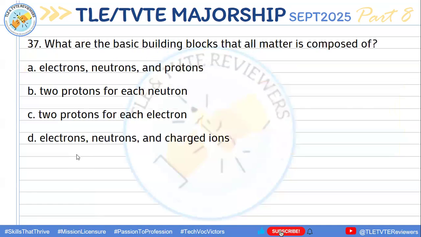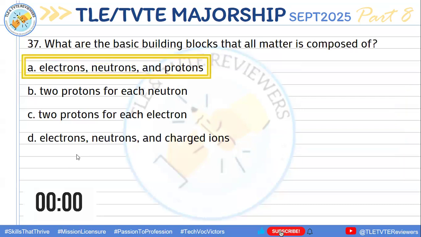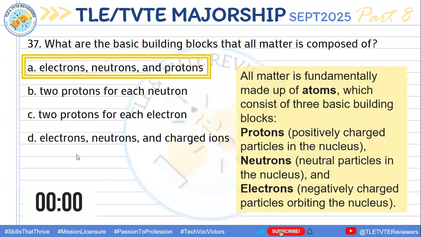Number 37. What are the basic building blocks that all matter is composed of? A, electrons, neutrons, and protons. B, two protons for each neutron. C, two protons for each electron. Letter D, electrons, neutrons, and charged ions. Answer letter A, electrons, neutrons, and protons.